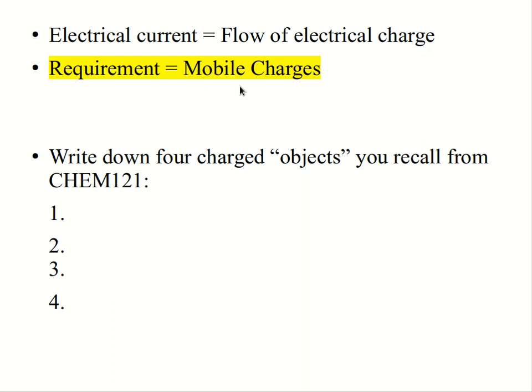So this is two things, right? First of all, I need charges. Second is I need mobile charges. They need to be able to flow somewhere else. They can't be charges that are kind of fixed in space to some extent. And I would like you to pause the video and write down a couple of charged objects. 4, maybe 6 you can remember from Chemistry 121. You had many in Chemistry 121. I just put 4, but you can write down many. Please do so.